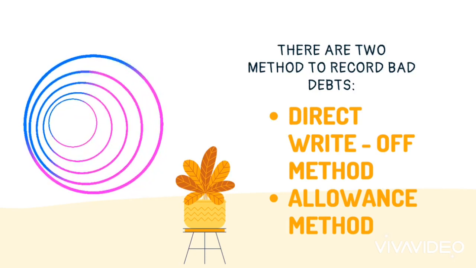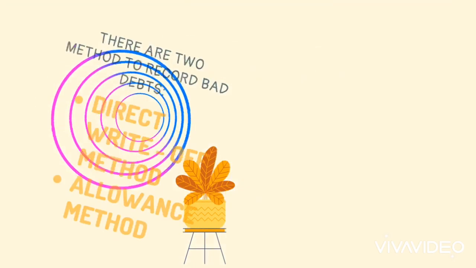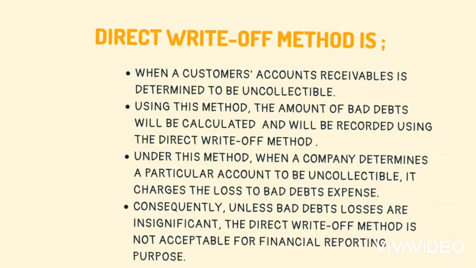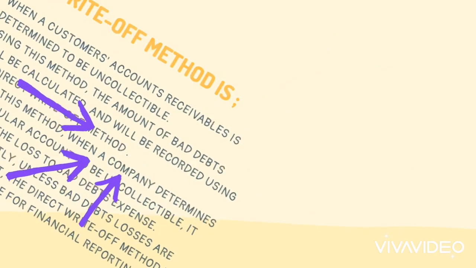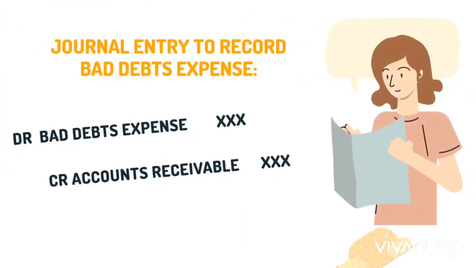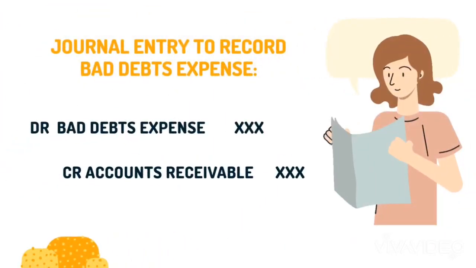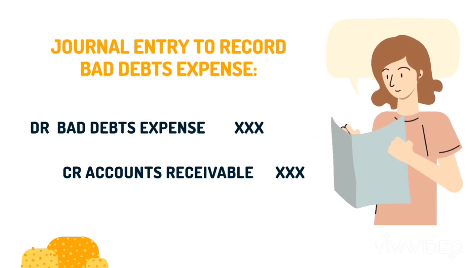What is direct write-off method? It is when the customer's accounts receivable is determined to be uncollectible. So by using this method, the amount of bad debts will be calculated and will be recorded using this method. The write-off amount is charged as loss in bad debt expense. The journal entry to record bad debt expense is debit bad debt expense and credit accounts receivable. This is to write off the amount from the accounts receivable.